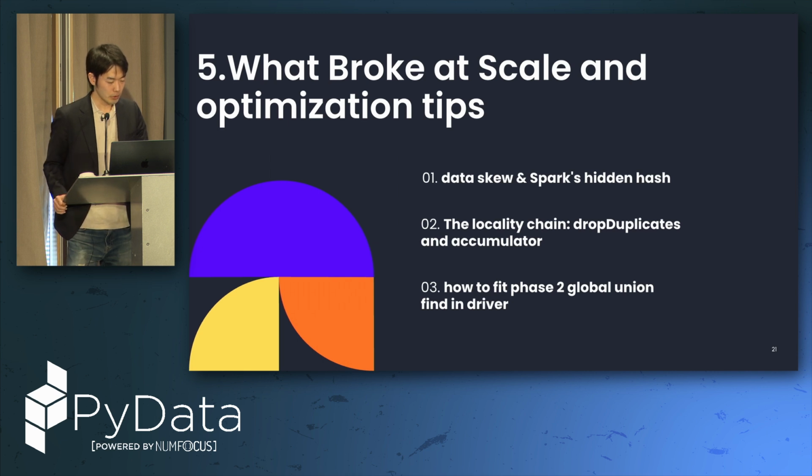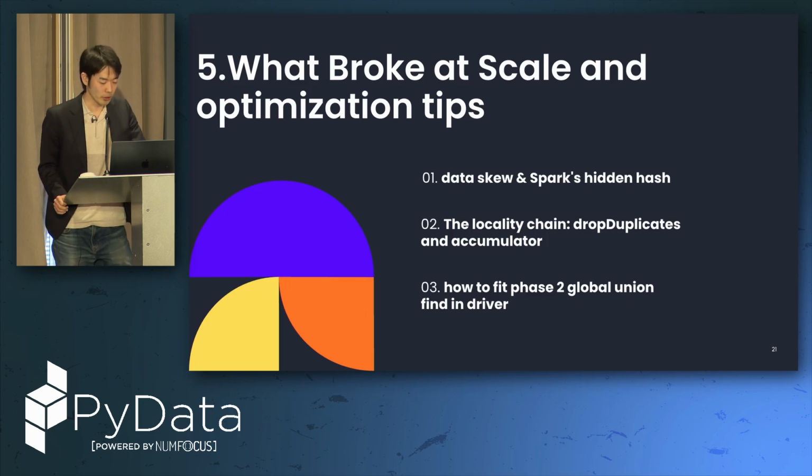Okay, so hopefully this is gonna be the heavy lifting part of this talk. Section 5 is about what broke at scale, my learnings, and some of the optimization tips. There are 3 subtopics. One is about data skewness. Second is about understanding the locality chain. And then lastly, how to fit global union find on the driver side.